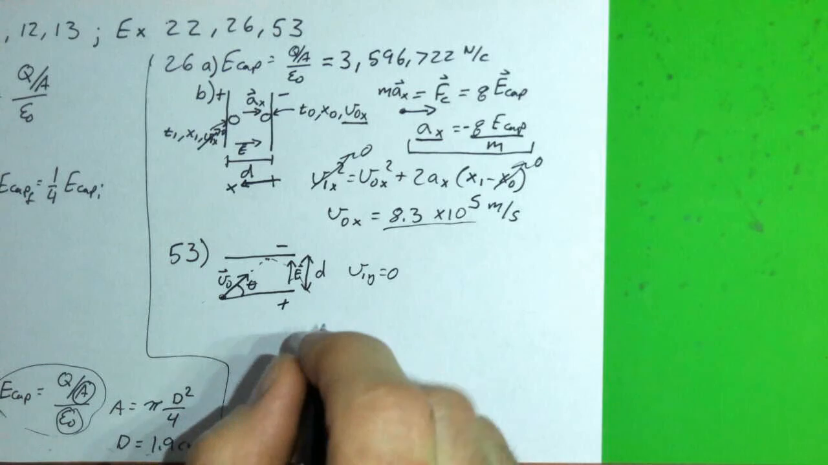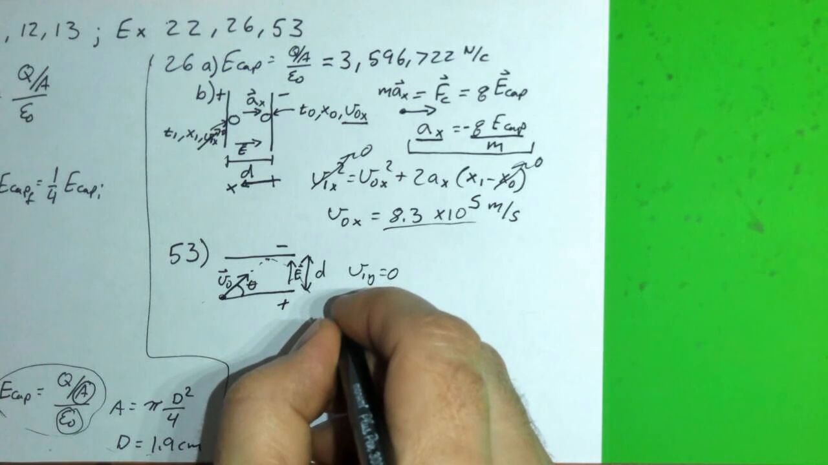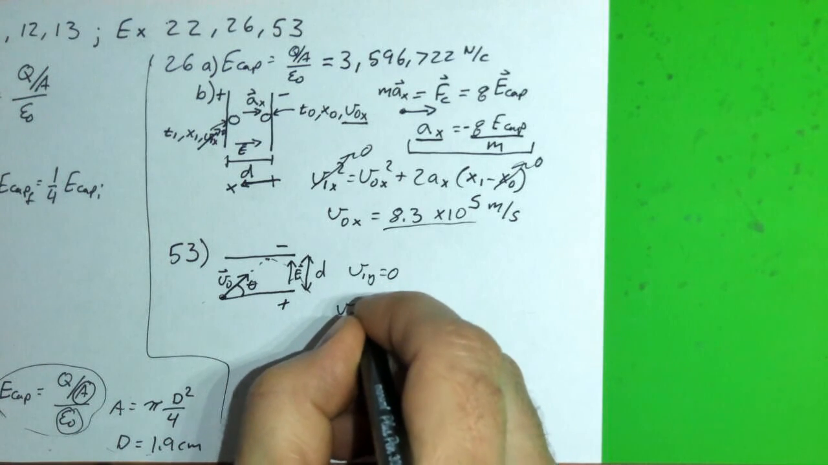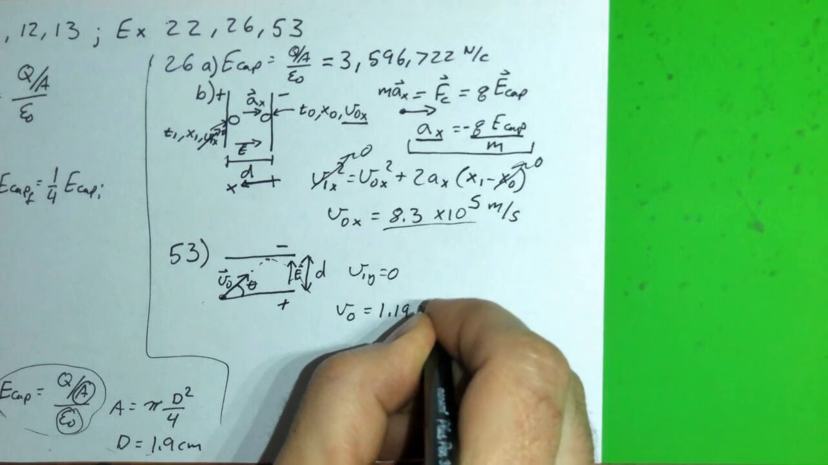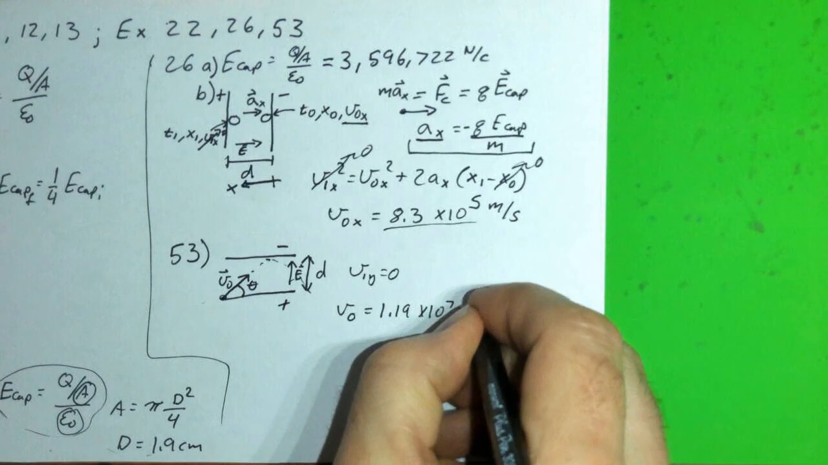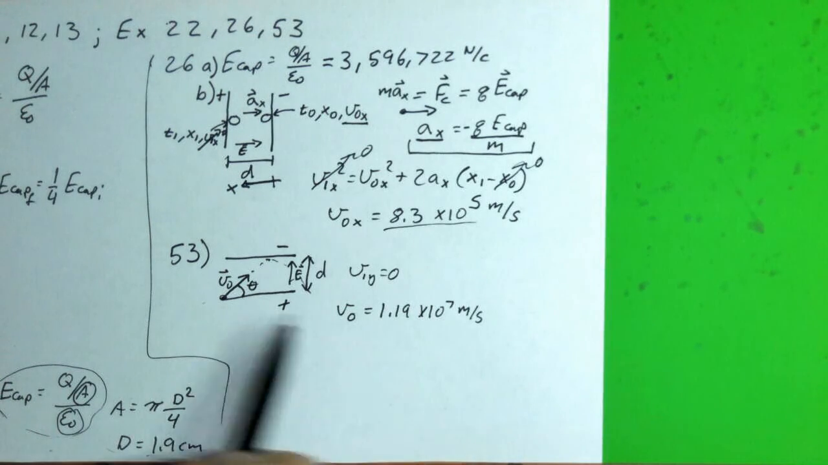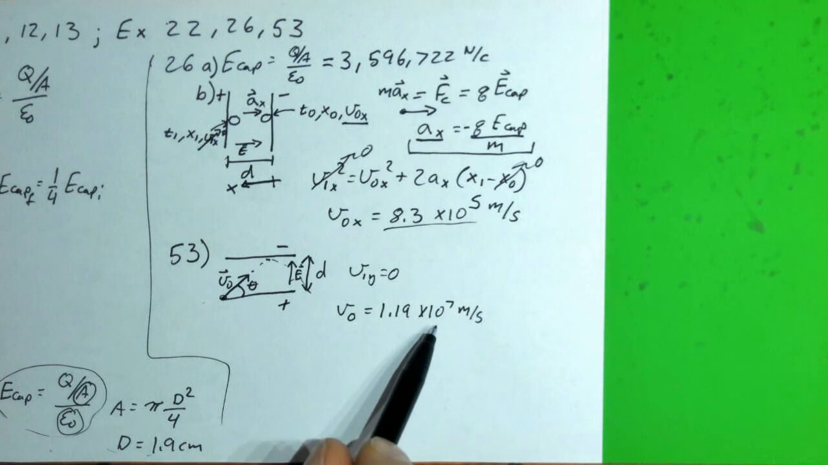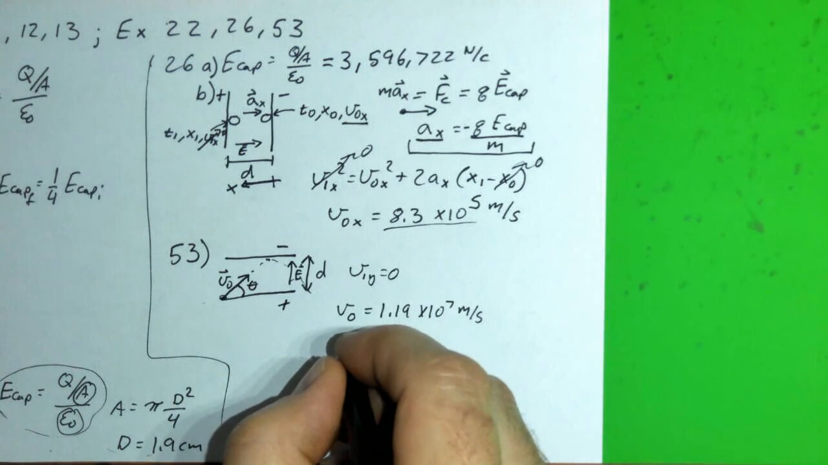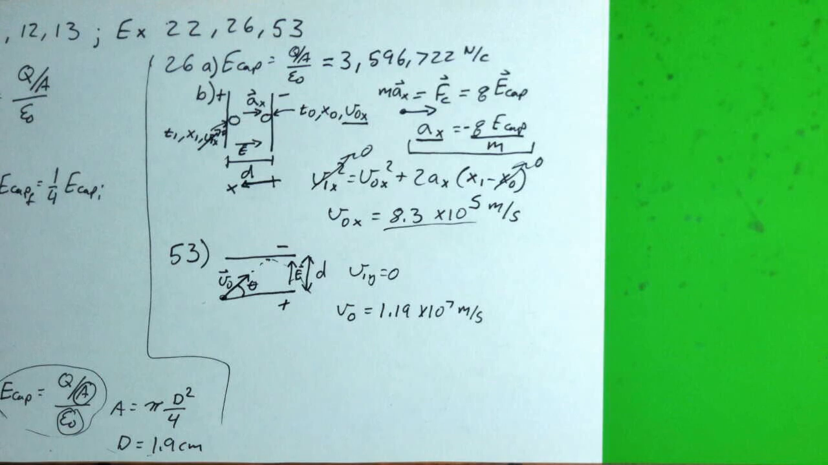I'm going to write down the right answer here, which you can check your own answer against. v0 is 1.19 times 10 to the 7 meters per second. Pretty fast, but also it's an electron. Electrons are even lighter than protons, so they can go pretty darn fast fairly easily. And that's the final answer.